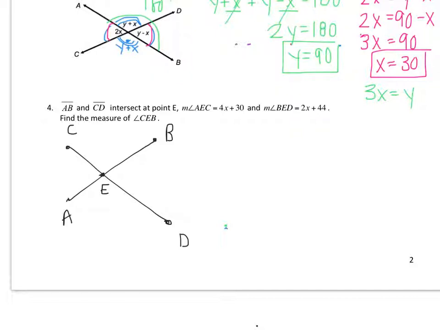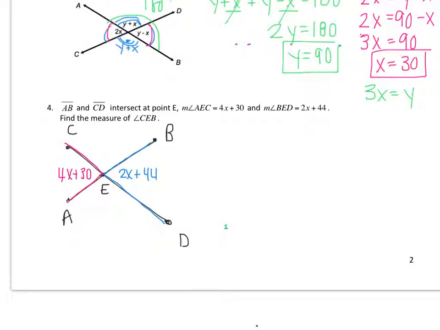Hopefully you can see at this point a couple different types of angles being formed. We have some vertical angles as we saw in the last picture, and also some supplementary angles because there are several straight lines here. They give me the measure of angle AEC. So AEC is 4x plus 30. They also give me the measure of angle BED. BED is 2x plus 44.